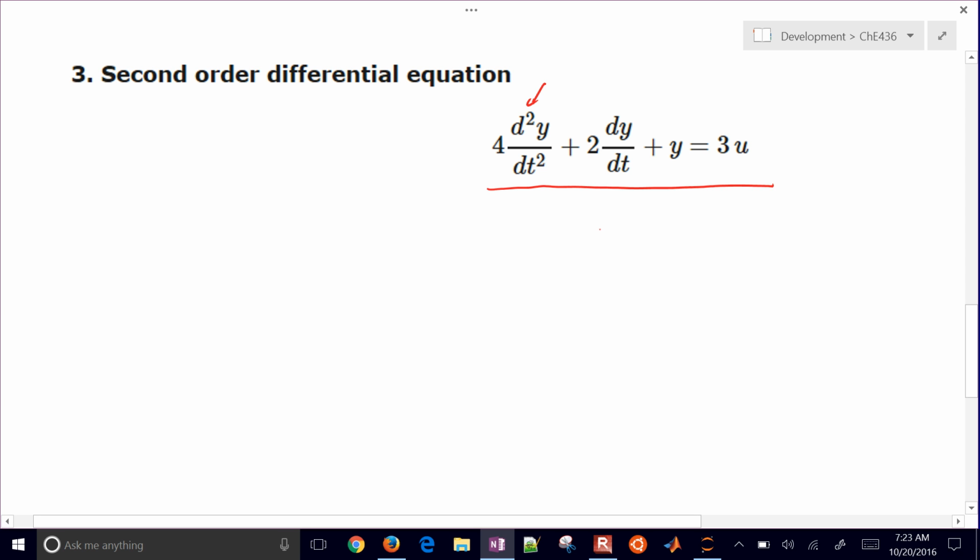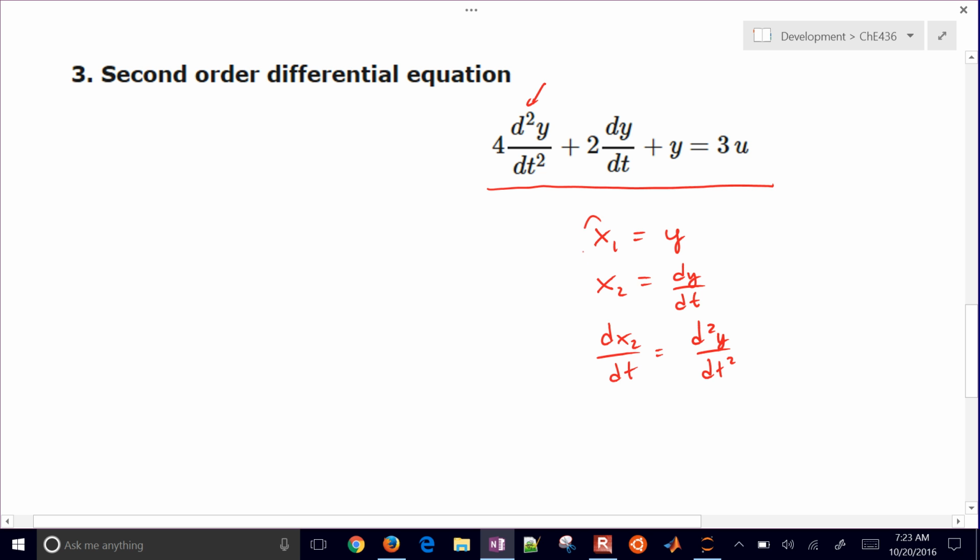So let's say x1 is equal to y, and then we'll say that x2 is going to be equal to dy/dt, and then we'll have dx2/dt is going to be our second derivative of y.